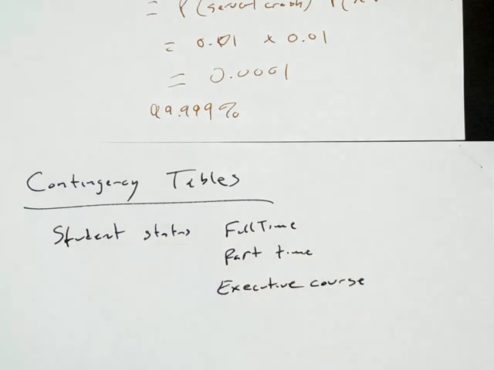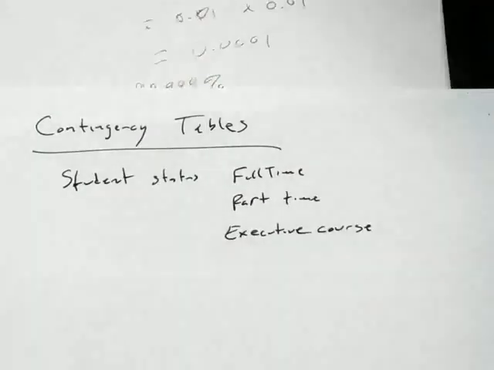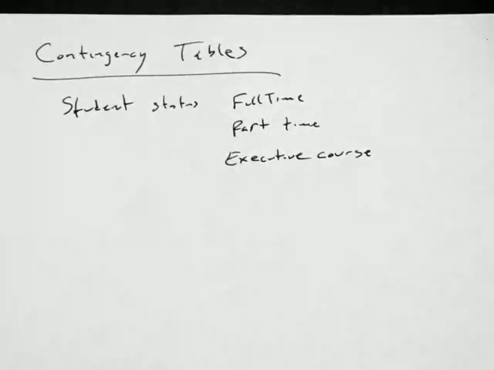A full-time student is taking classes full-time. A part-time student is taking classes part-time, and an executive course student is only taking a fixed evening course, either one or two at a time. Our MBA program here at Seton Hill is an executive MBA.